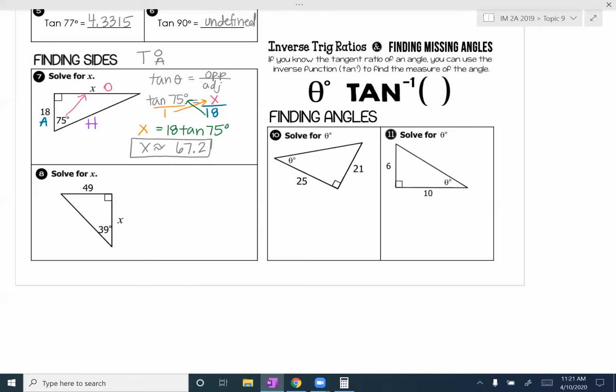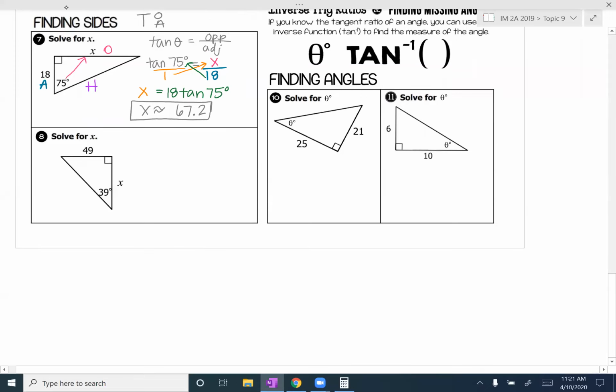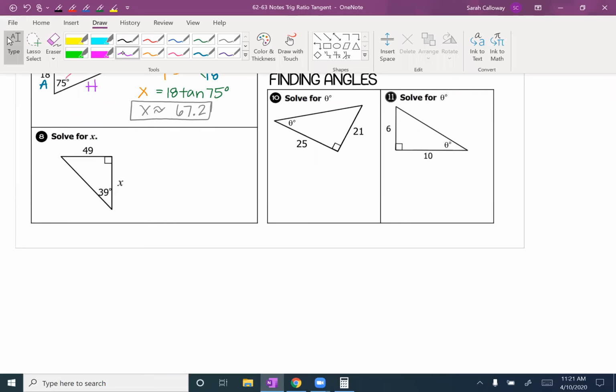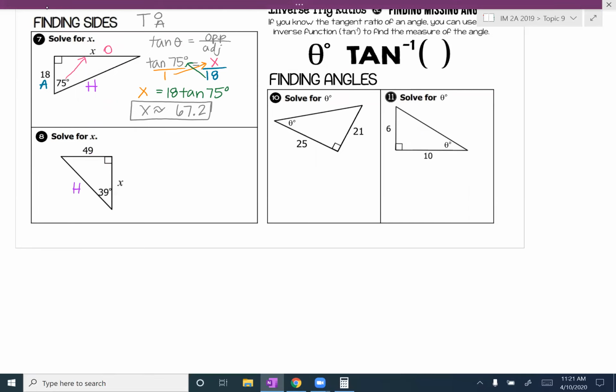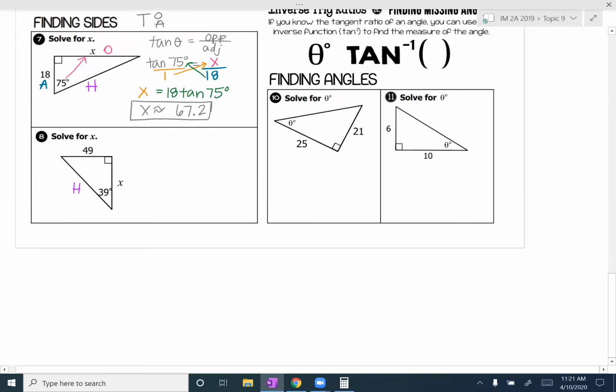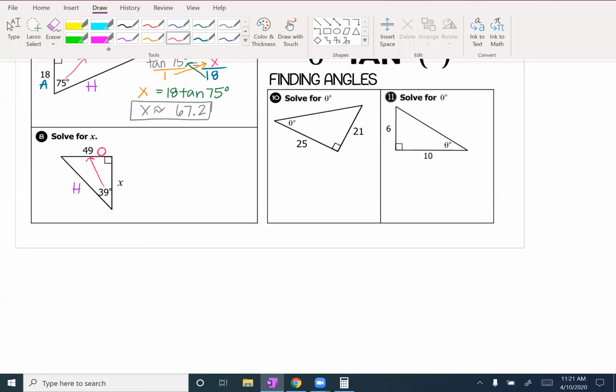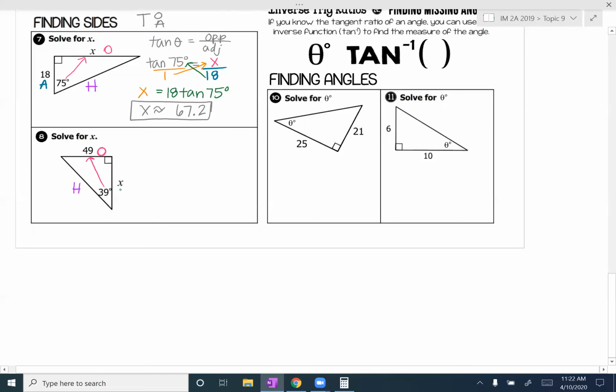Okay, so let's look at one more. And so I always want to start any of these problems where I'm working with trig functions, labeling hypotenuse, and then labeling opposite and adjacent. So my angle here is 39 degrees. So that means that the side opposite that is the side that's labeled as 49. And then the final side, the one adjacent to that, is the side that's labeled x.